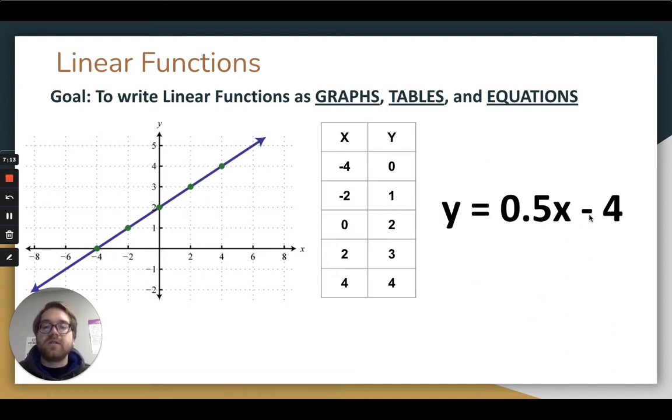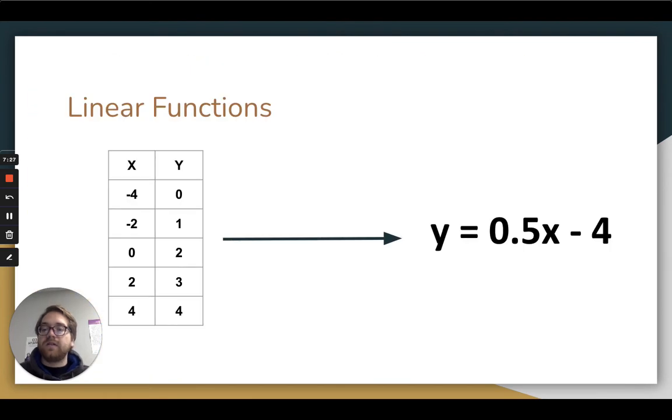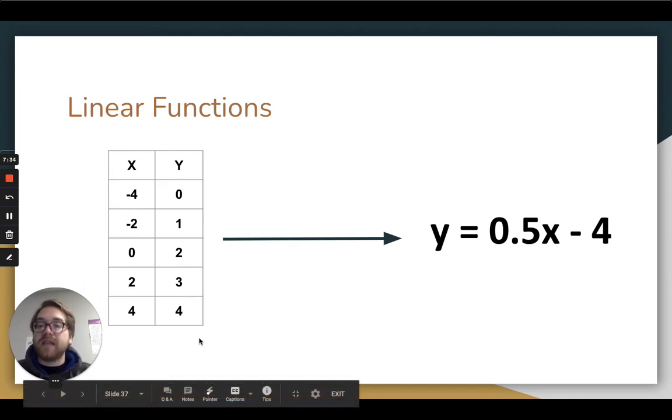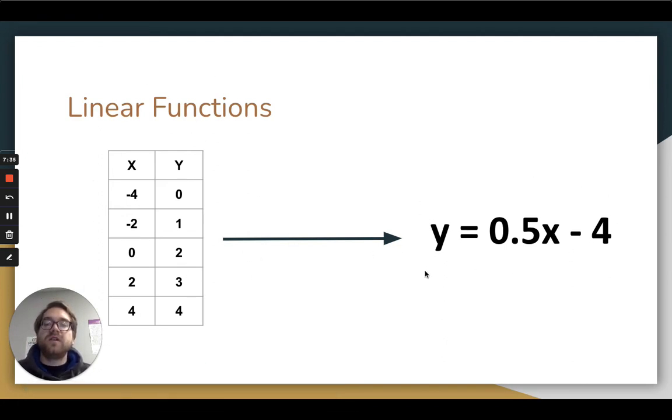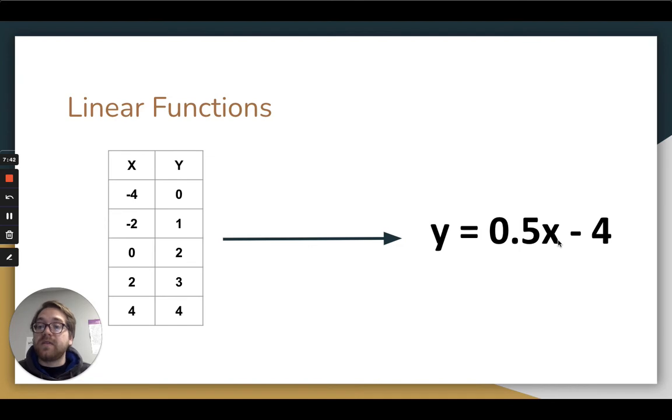And I can also, which you'll learn more in Algebra 1, get an idea of what the graph looks like just from looking at the equation. So they're all giving you different information about the same thing. And that's what we're trying to do in this lesson, to work with graphs, tables, and equations. In this part of the lesson, we'll be looking at the table and trying to create the equation. So let's do an example of that now.